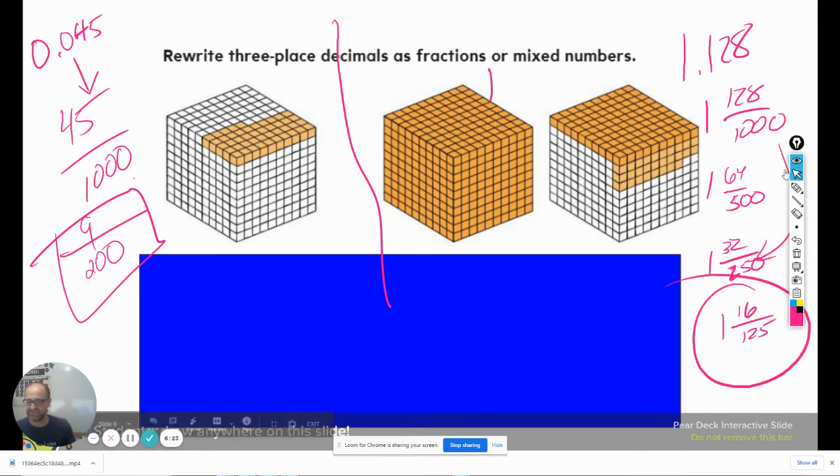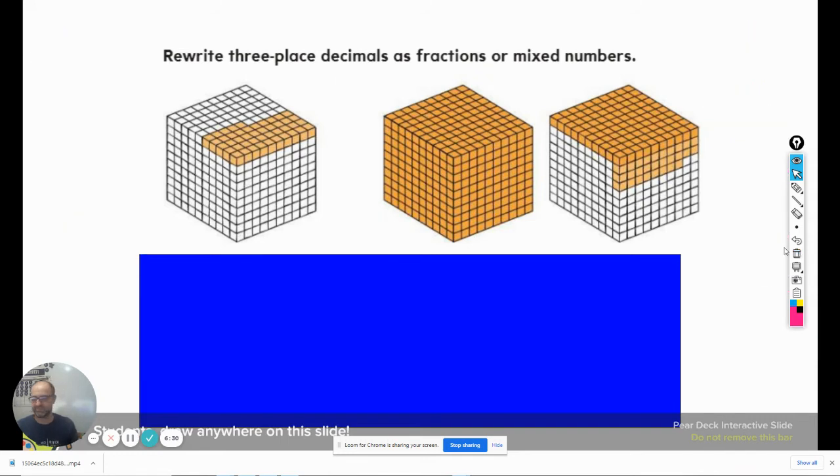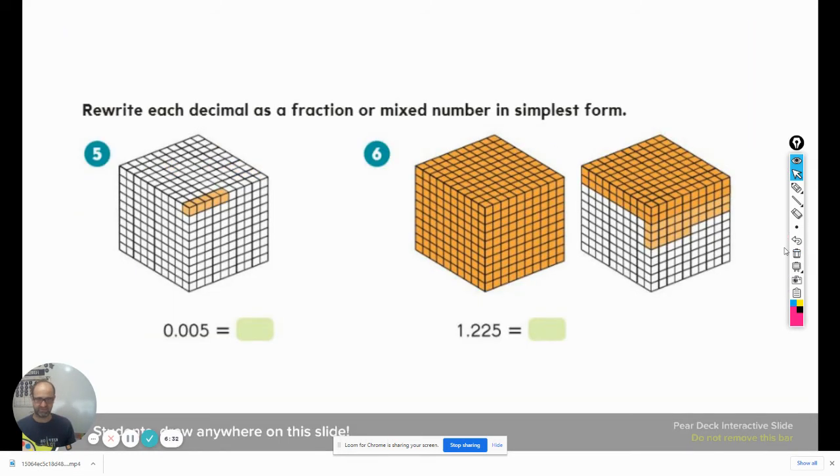Oy. See, this is why I can't do a bunch of these in a row, because it just goes off the rails. But that's the general idea. Not to go off the rails, but to solve those. Wait, are these the same ones we just did?